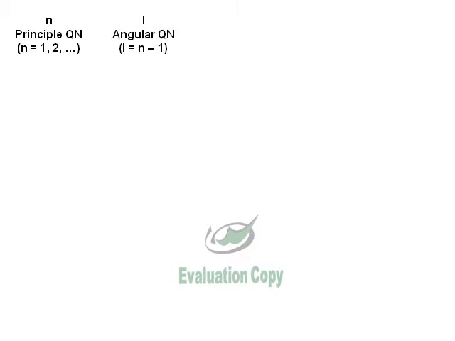And l can take a value 1 less than n. And ml takes a value of -l to +l. Then we have a spin quantum number which has only 2 values. It can be either +½ or -½. I'll just add one more column to it called the number of electrons, which tells us in each level how many electrons we can have.